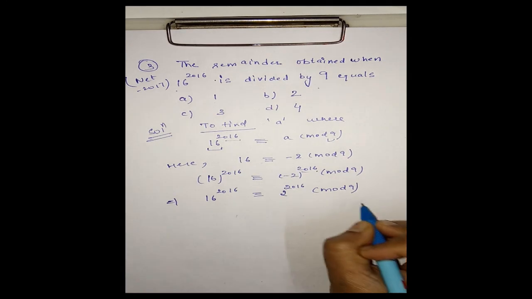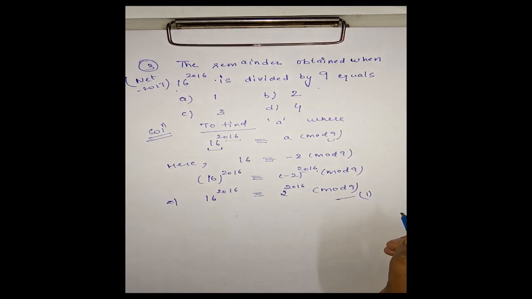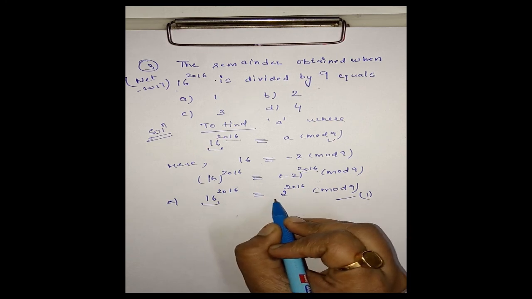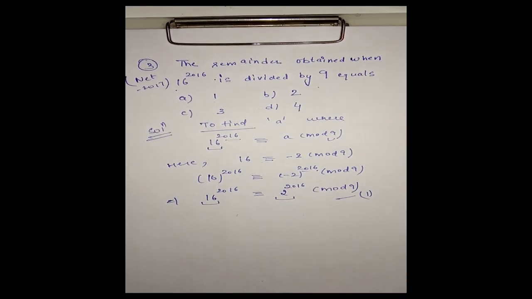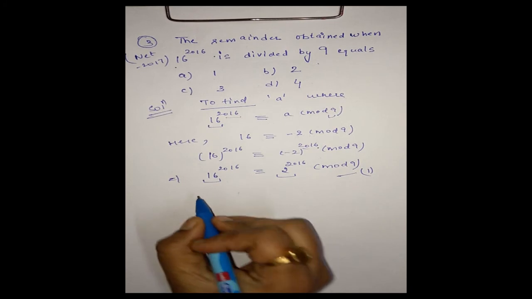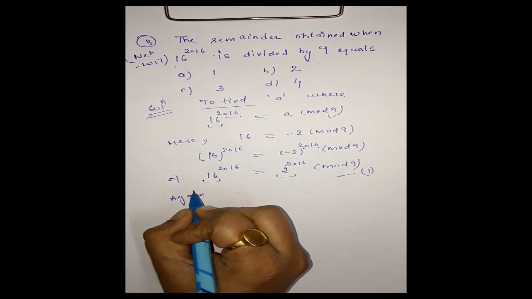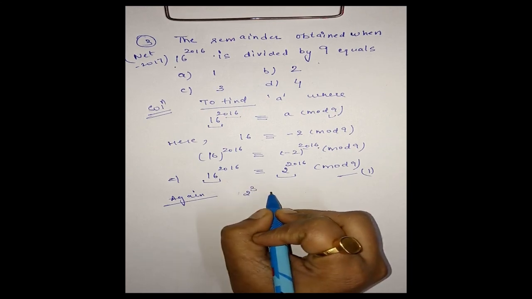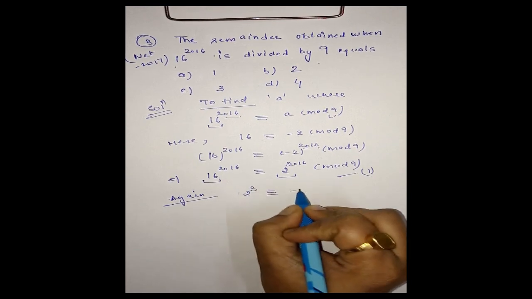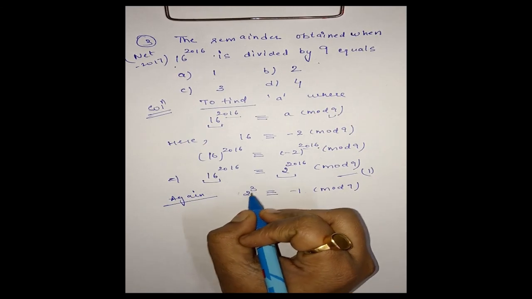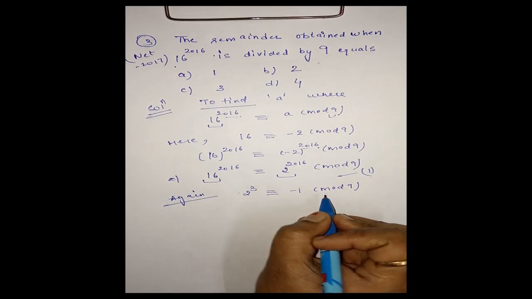Clear? Now we mark this as equation number 1. Now from 16 we have reached 2, a number less than 16. Now again we can use this congruence: 2 cube is congruent to minus 1 modulo 9. 2 cube is 8, 8 minus 1, that is 9.